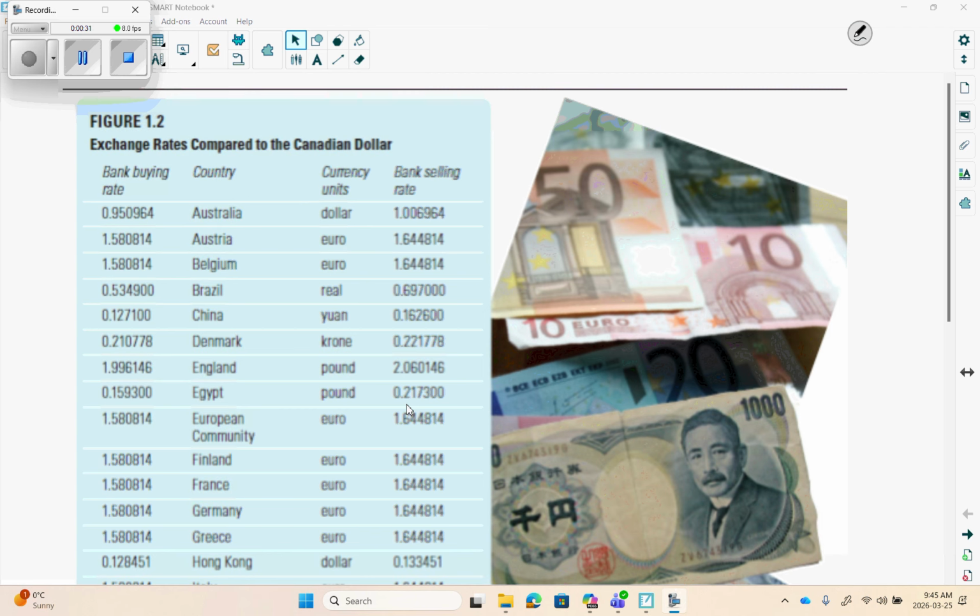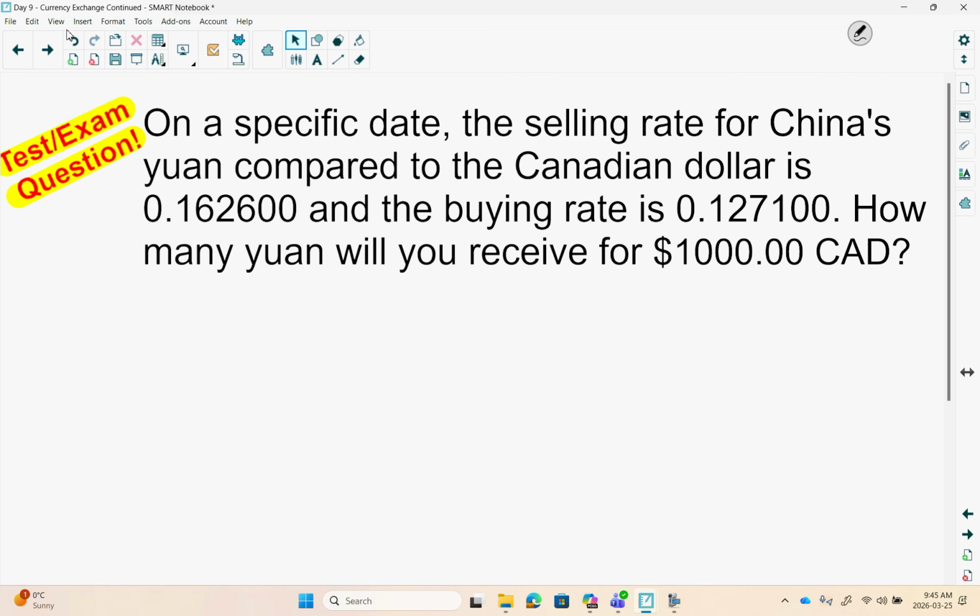Okay. The first example is as follows, and you have this on your sheet. This is a question that will show up on your test, possibly an exam. It says on a specific date, the selling rate for China's yuan compared to the Canadian dollar is 0.162600, and the buying rate is 0.127100. How many yuan will you receive for 1,000 Canadian dollars?